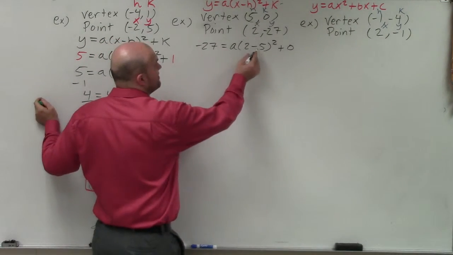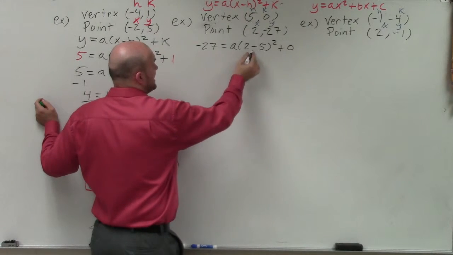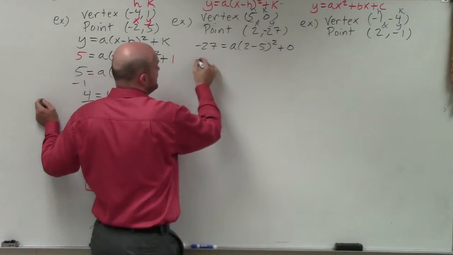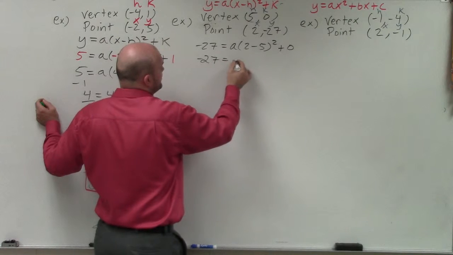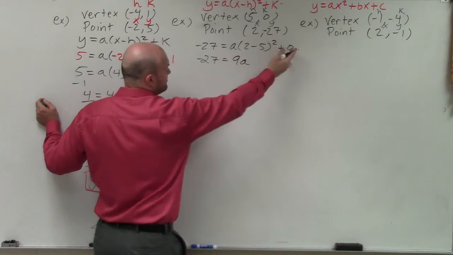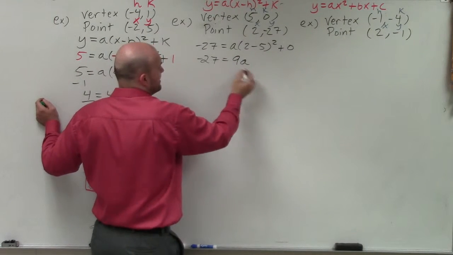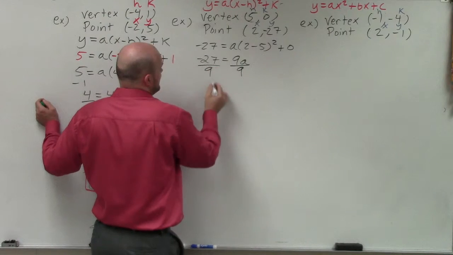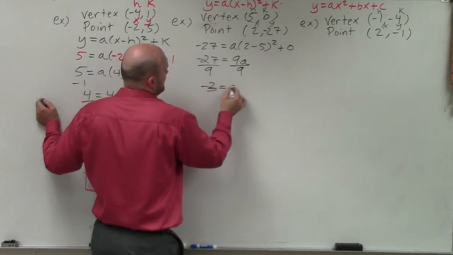Basically, here I have 2 minus 5, which is going to be a negative 3. Negative 3 squared is going to be a positive 9. So I have negative 27 equals 9a plus 0. I always write the number in front of the a. Then I just divide by 9, and I get negative 3 equals a.